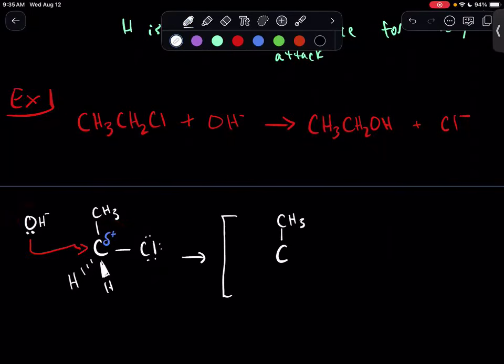Now I'm going to use my words very carefully. This is not an intermediate. I repeat, this is not an intermediate. This is not stable. It doesn't really exist because as that OH comes into bond, what it's immediately going to do is kick off that chlorine. But it's important to note that this transition state is something that occurs so that we can see this happen.